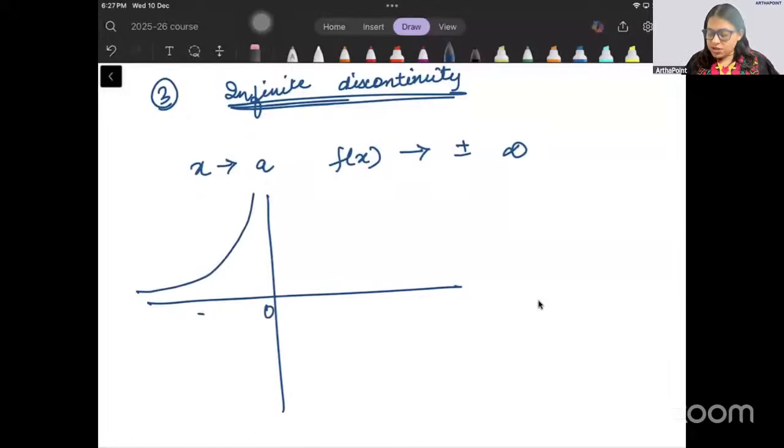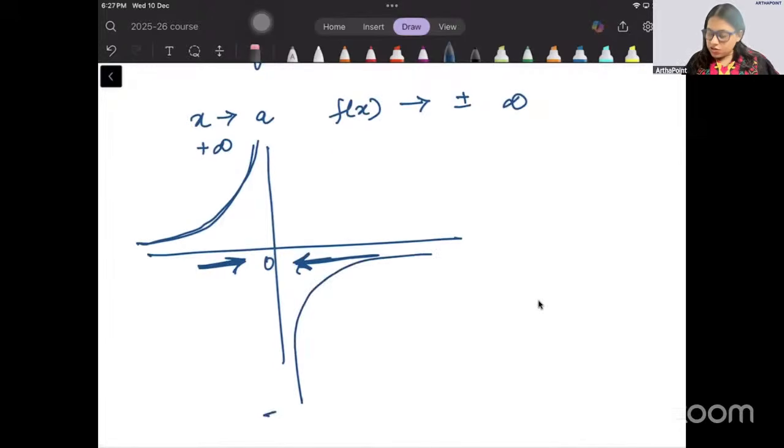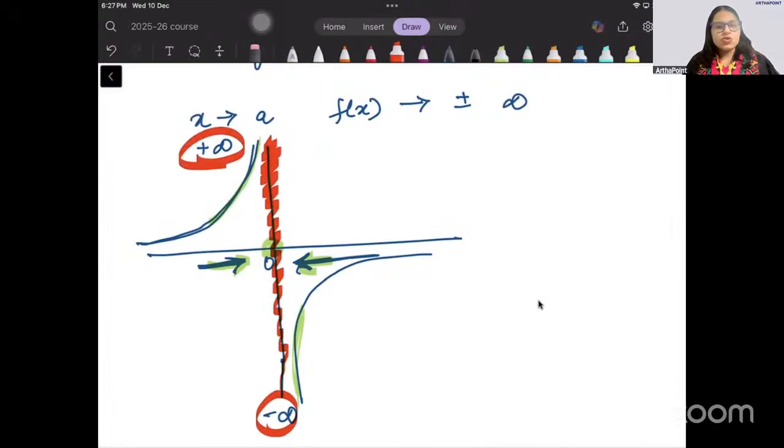When we are going towards 0 from the left hand side, the function is going towards plus infinity. And when we are going towards 0 from the right hand side, my graph looks like this. It is going towards minus infinity, right? So I'm going towards plus and minus infinity, approaching 0 from both sides. So there is a vertical asymptote, because you are approaching infinities. But it's a discontinuity, right?